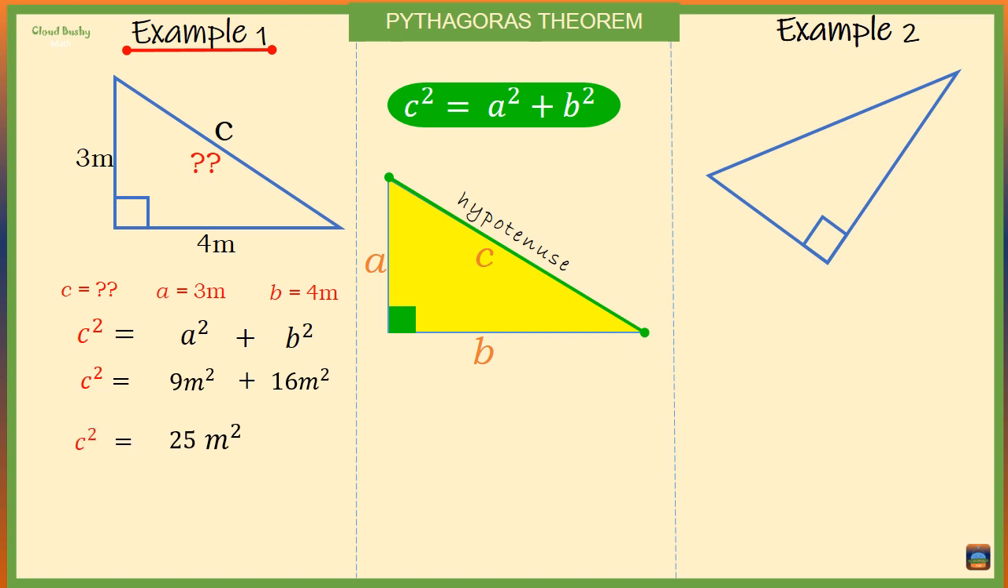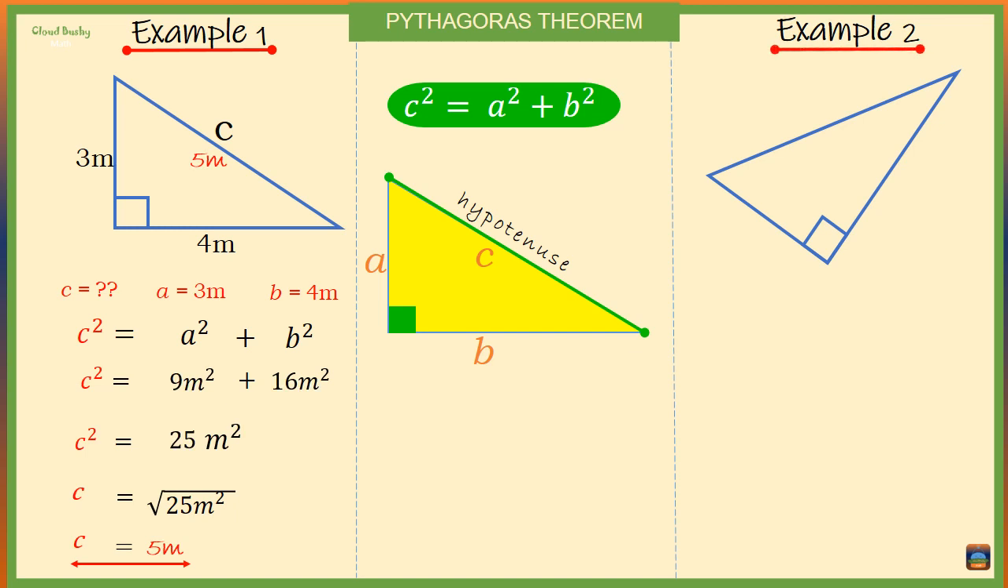So we have C squared is equal to 25 square meters. That means C is equal to the square root of 25 square meters, which is equal to 5 meters. So C is equal to 5 meters.